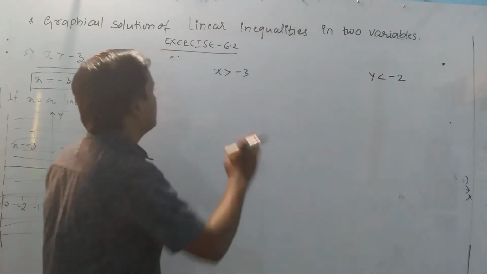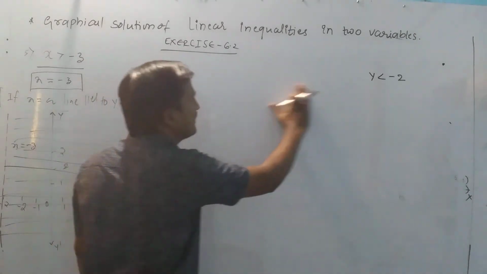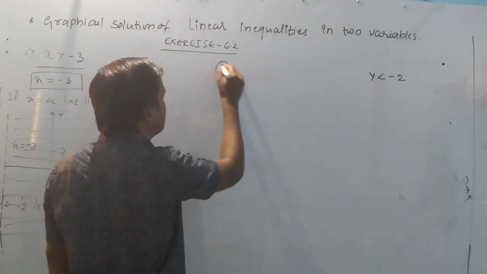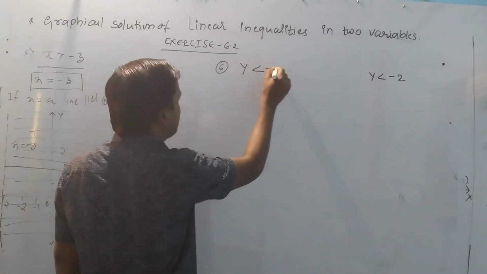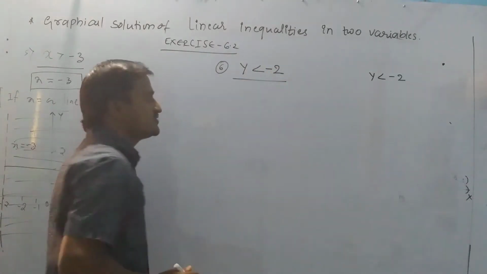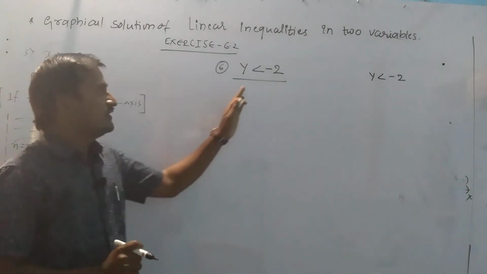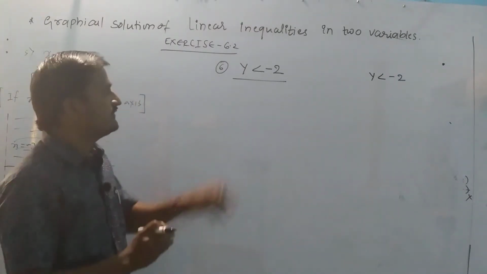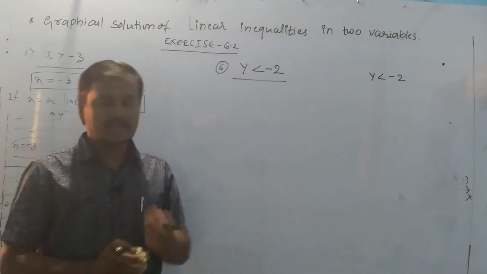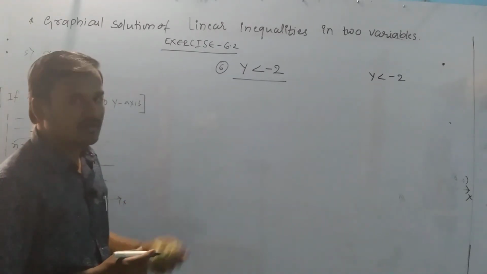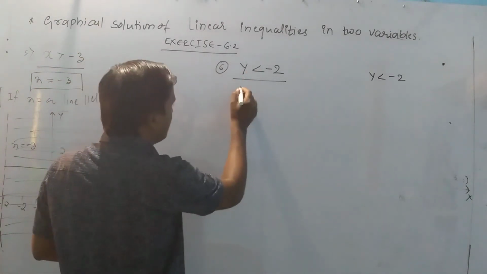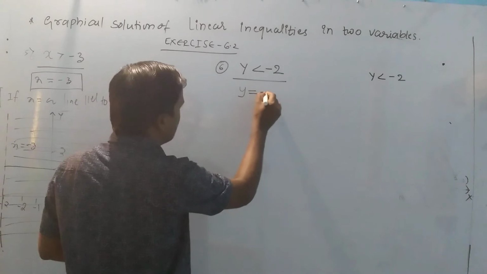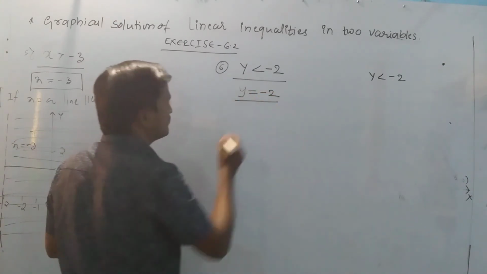Okay, now we'll go to one more problem. So here I will write y less than minus 2. So again here it is one variable. So it is a linear inequality in one variable. Even if it is one variable, we will represent the solution by using the graph. Write the inequality as an equation. So here I am getting y equal to minus 2, right?